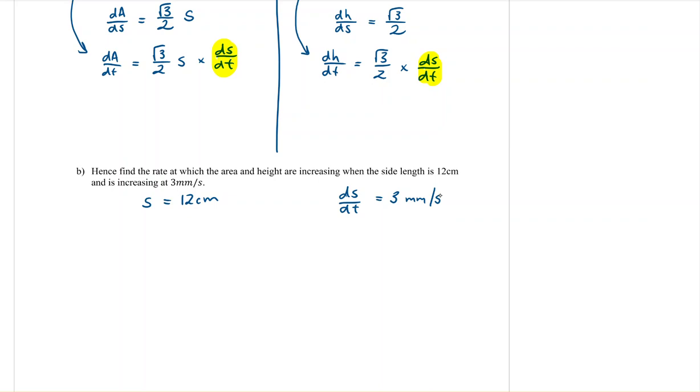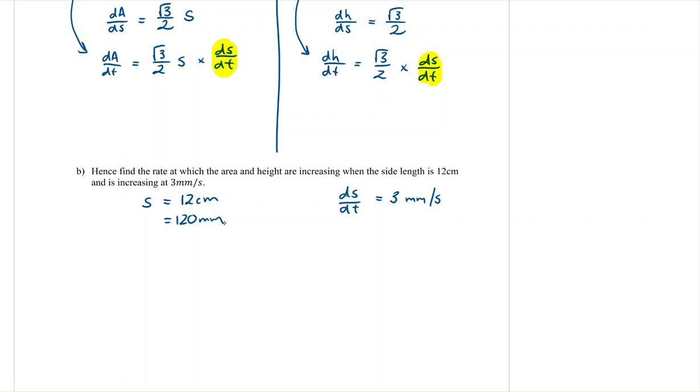Can you see a problem? Look back to S. Yeah, the 3 millimeters doesn't match. If I've got a rate of 3 millimeters, I'm not going to be able to use 12 centimeters. I'm going to have to make sure that's in millimeters as well. So let's just quickly change that. 120 millimeters. Okay, you always need to make sure your units are always consistent.